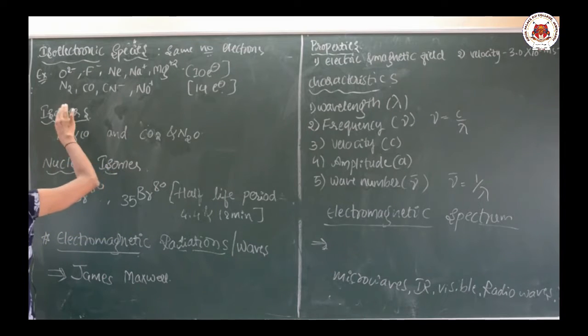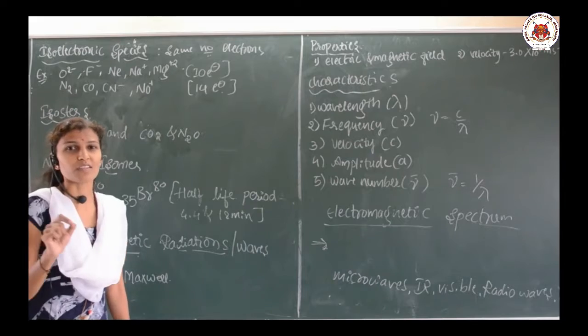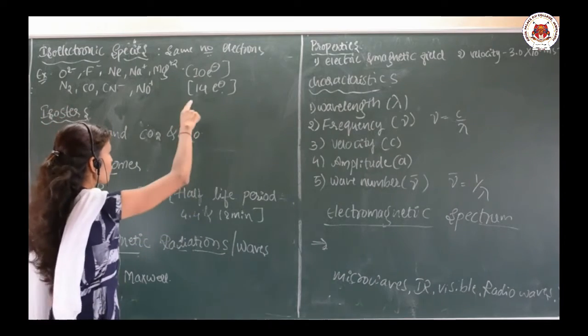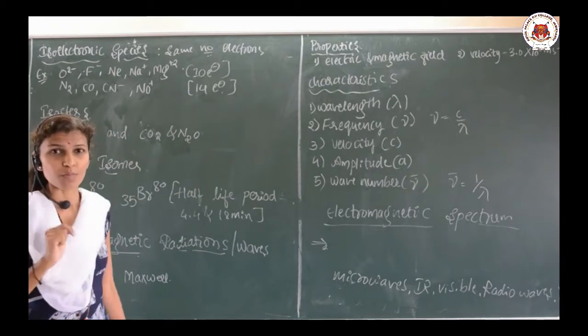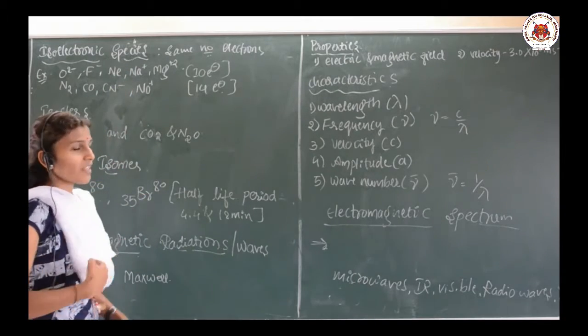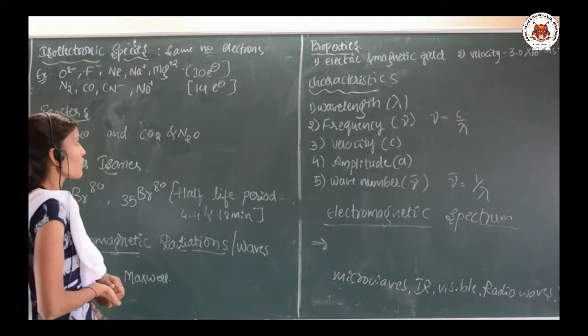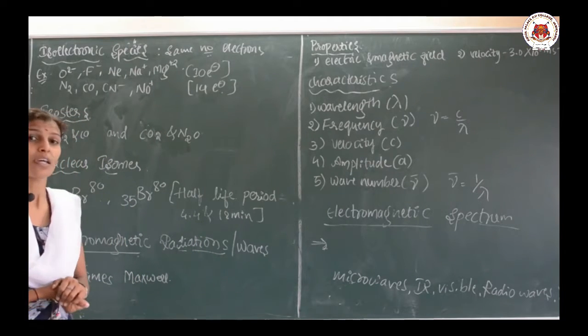And one more set of examples: N2, CO, CN minus, NO plus. All of these consist of the same number of electrons, 14 electrons. So isoelectronic species are the atoms, ions or molecules which consist of the same number of electrons.